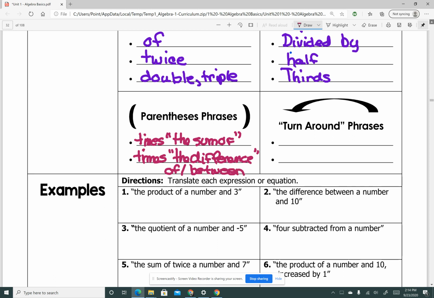And then, of course, this is vitally important. You see this a lot. We see these turnaround phrases, and we'll see, in that case, the words less than, and we'll see how that works when we do some problems together, and subtracted from.